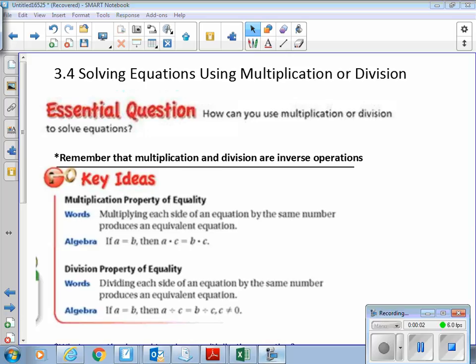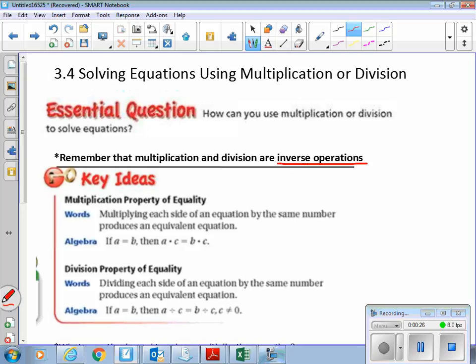Today's lesson is from Chapter 3, Lesson 4, Solving Equations Using Multiplication or Division. Your essential question: how can you use multiplication or division to solve equations? So what we're going to be looking at today is some inverse operations. We have a little key here that says, remember that multiplication and division are inverse operations. Inverse operations meaning that they undo each other.